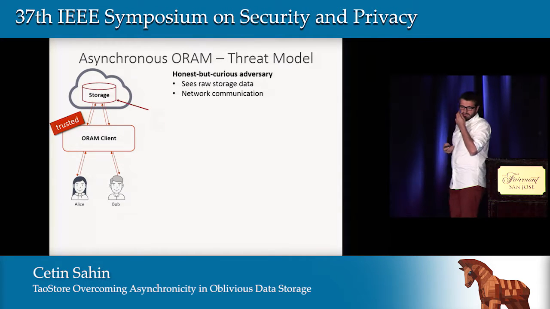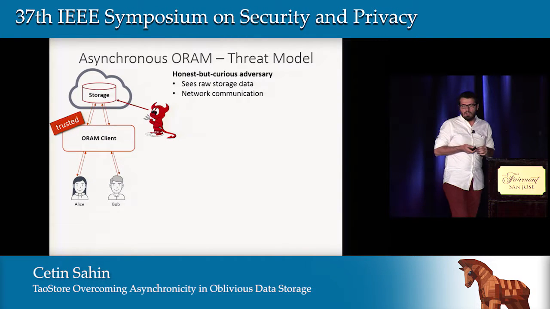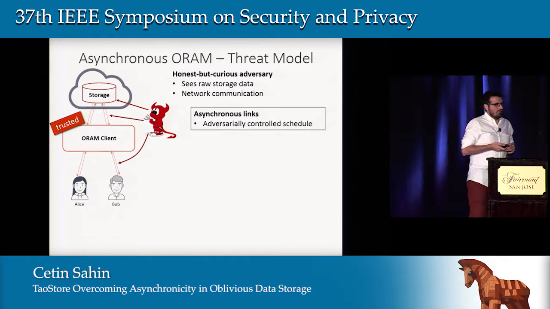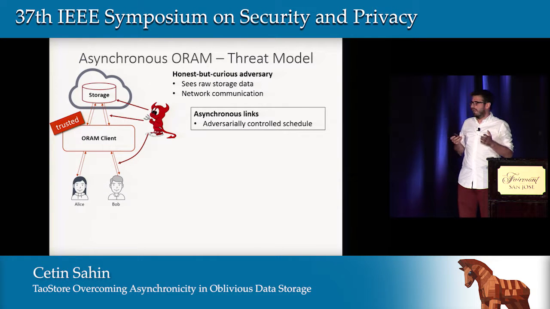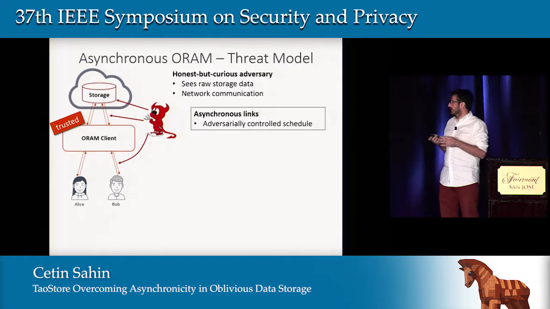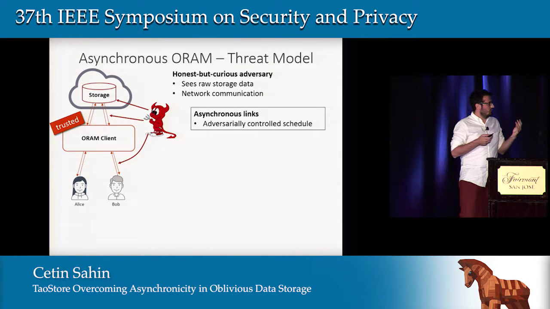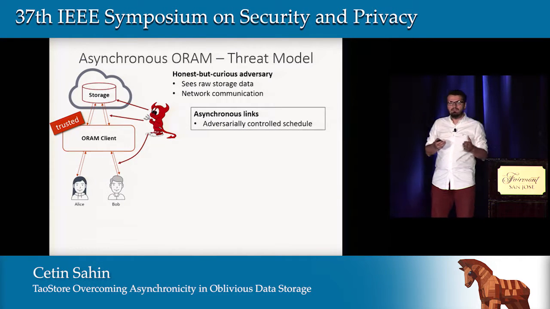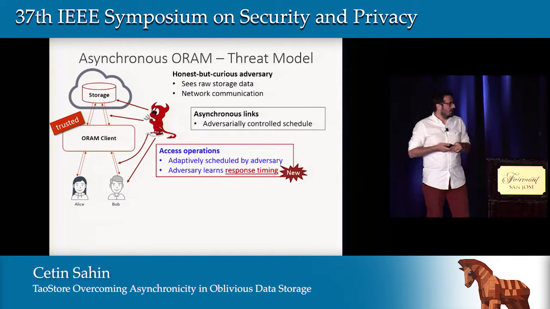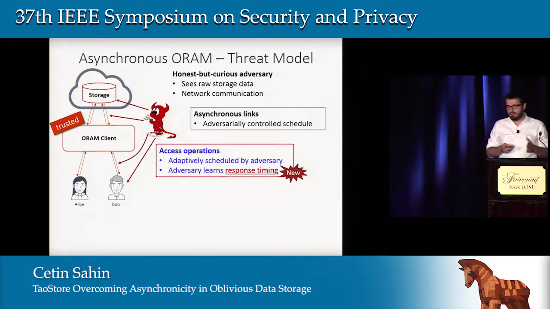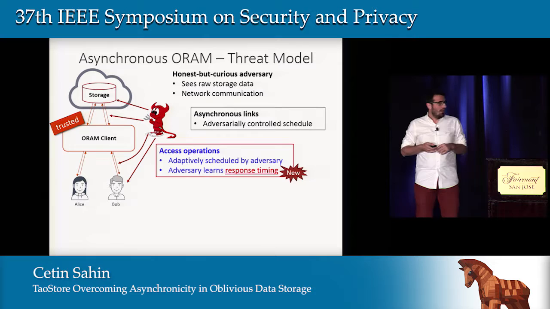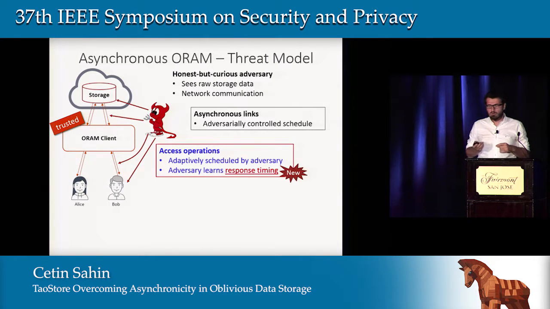Our threat model considers an honest-but-curious adversary model, where an adversary can seize the raw storage and all the network communication to the storage. In addition to that, the adversary can control the asynchronous links. We cannot be sure of the capabilities of the adversary, so we assume the worst-case scenario that the adversary controls the messages, and it can delay the messages arbitrarily long. Another thing is that our adversary can schedule the operations at any point in time adaptively, and it also learns the response times of these requests.